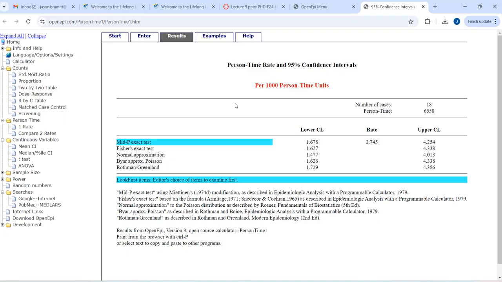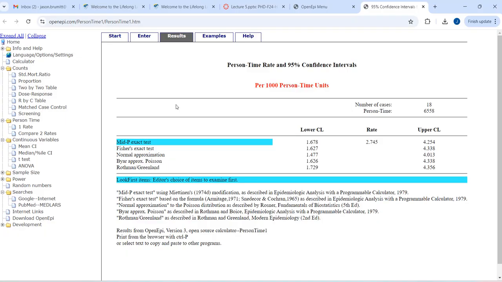Now, what should you use? Should you use mid-P exact? Should you use Fisher's? OpenEpi gives a recommendation. They'll always give a recommendation in blue, and that comes from the creators of the software.